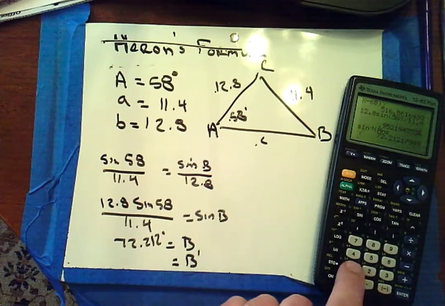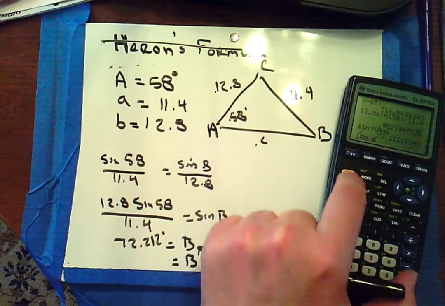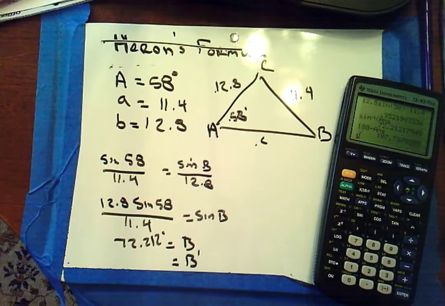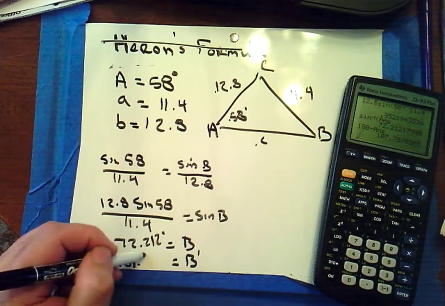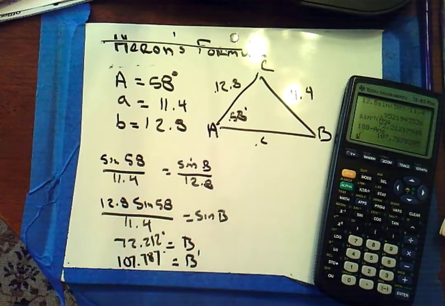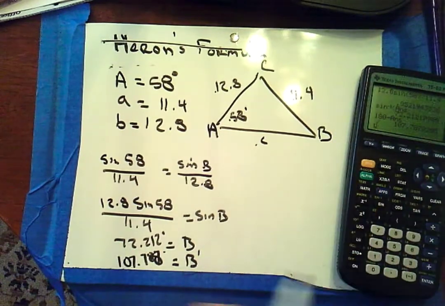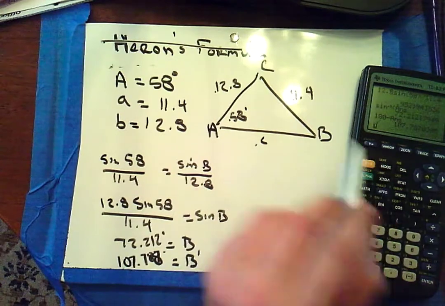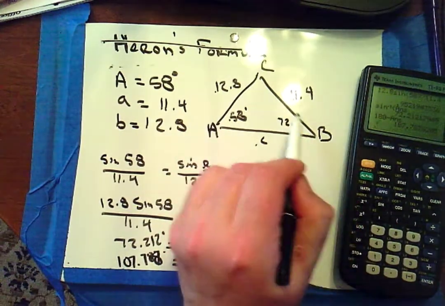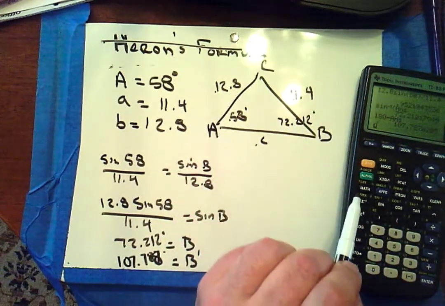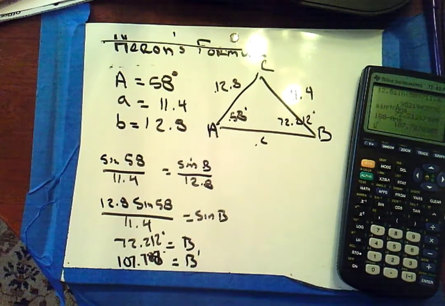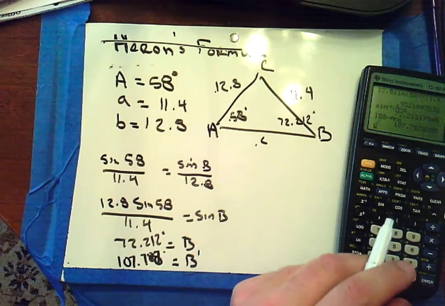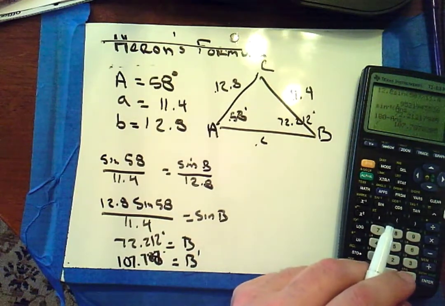And I'm wondering, do you think that matters? Do you think we'll get a different area for our two different triangles? 107.788, sorry, degrees. So we know this one is 72.212 degrees. And I still don't have enough information for Heron's formula, and I still don't have enough information for that side angle side approach.